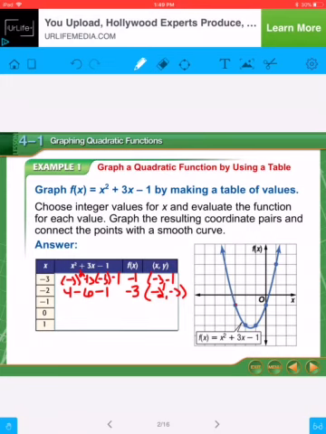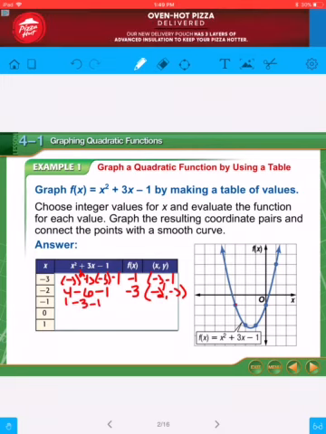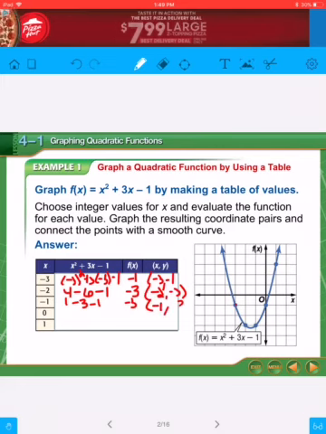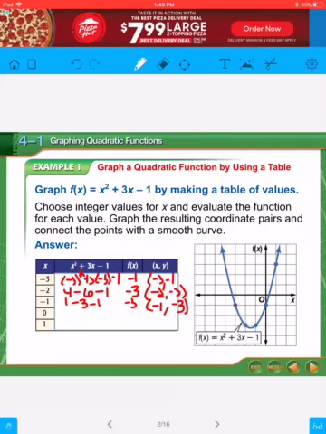Plugging in -1, -1 squared is 1, plus 3 times -1 is -3, minus 1. That gives us also -3, so we have a point at -1, -3, which is right there. We already had that one.